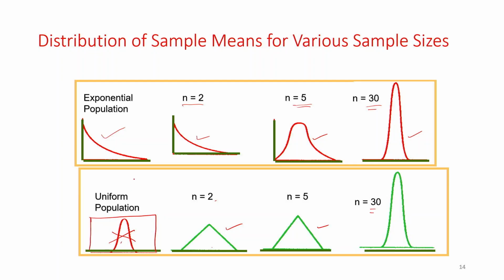So irrespective of the original distribution, which is maybe exponential, maybe uniform, maybe some other distribution, the distribution of the sample means will be almost normal if the sample size is large, that is close to 30 or more. That is what it is saying, that sample means follow the normal distribution irrespective of the distribution of the population from which the samples have been drawn.